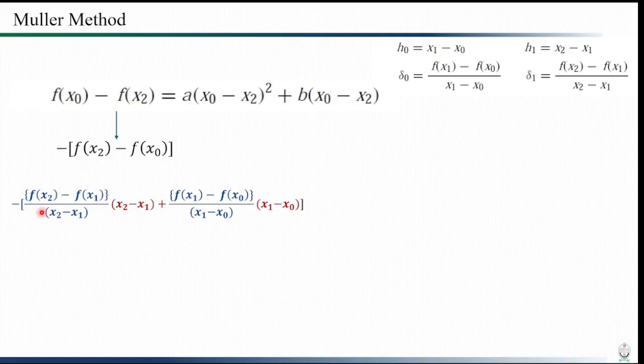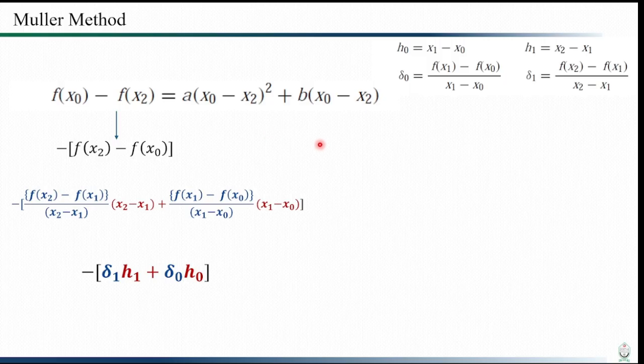Now look here at this stage. This quantity is actually delta 1 and this is h1. This quantity is delta 0 or delta naught. This quantity is h naught. So we can replace them by our known values. So this is what we get at the left hand side of this equation.